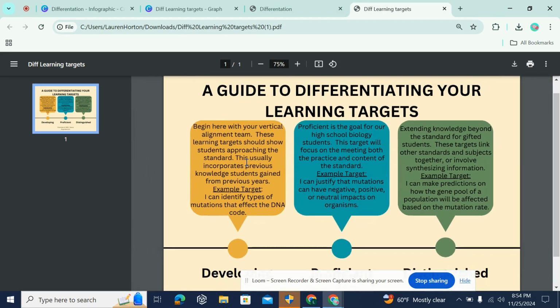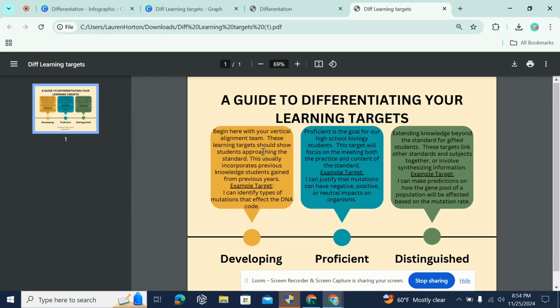Everyone starts out as a developing learner, and this is where your vertical team will come in handy. You can look at what the students are supposed to come in with as their previous knowledge. In the area of DNA, you can see they can just identify the types of mutations. Proficient is where the standard wants them to be in a high school biology class, not just identifying mutations, but also looking at the negative, positive, and neutral impacts.